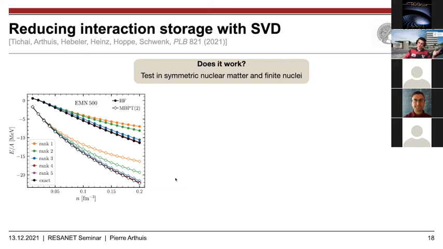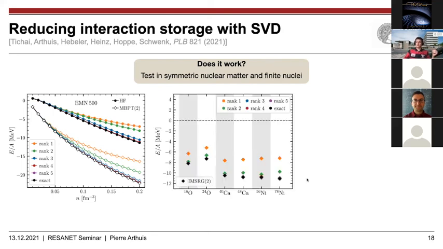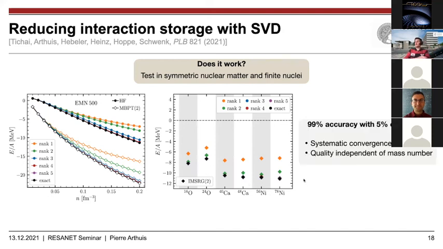And you might think, okay, but that's symmetric matter, it's maybe not that hard to reproduce. How does this go when you move to finite nuclei? Well, we have results that are as good, I would say. Here you have a selection of doubly closed-shell nuclei computed with IMSRG2, which is the ab initio workhorse method of the group. Once again, order by order you improve, and very rapidly you fall back on the exact result. So in the end, we have 99% accuracy with only 5% of the data being stored, with a systematic convergence with respect to the rank.